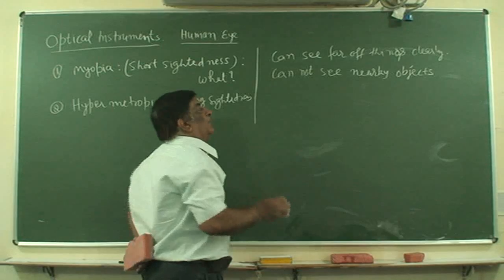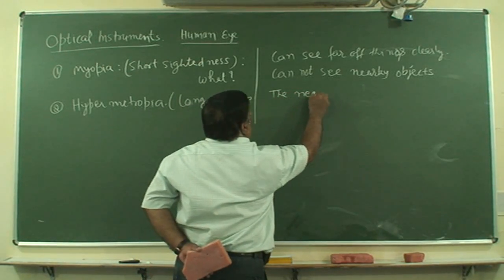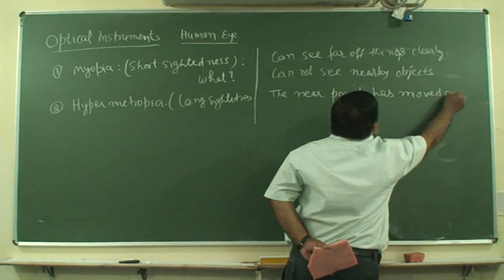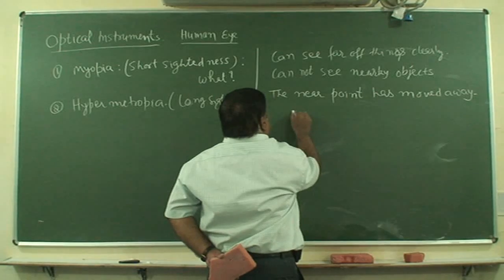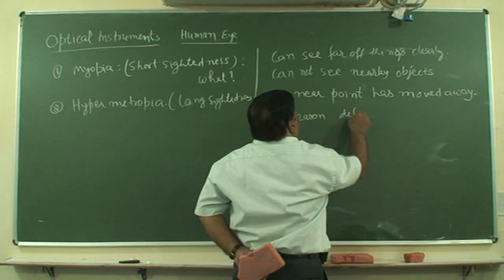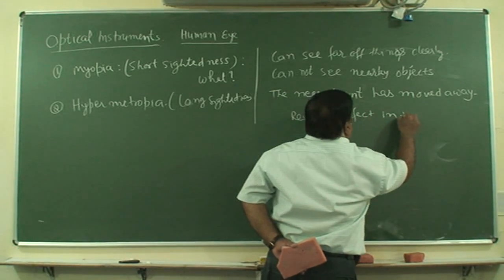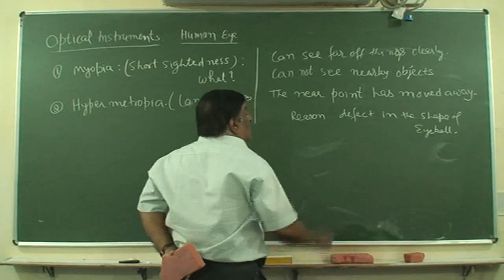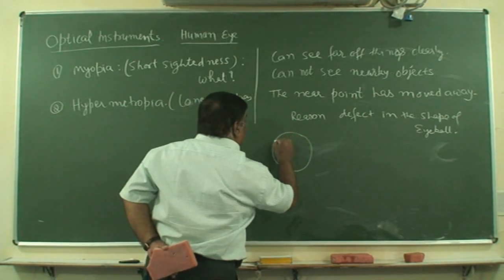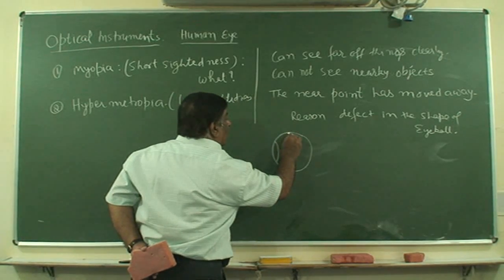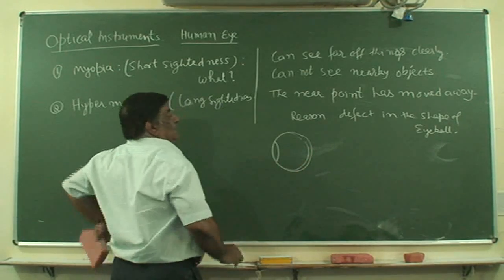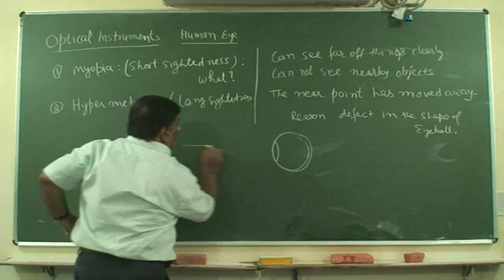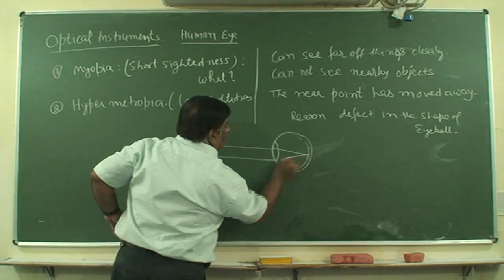What happens with respect to the far point or the near point? The near point has moved away. Reason: defect in the shape of the eyeball. This is an eyeball and it has become like this. Now it can see far off objects clearly, and they are focused here.